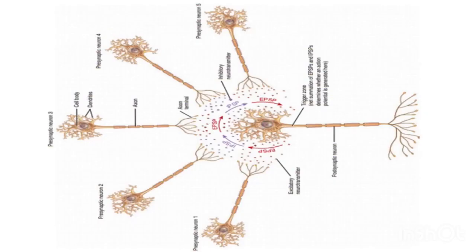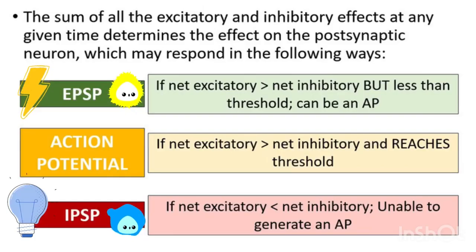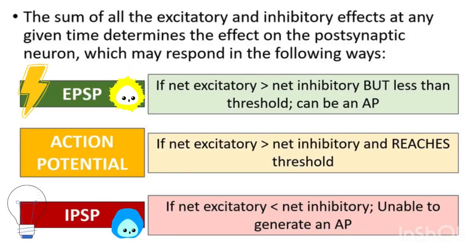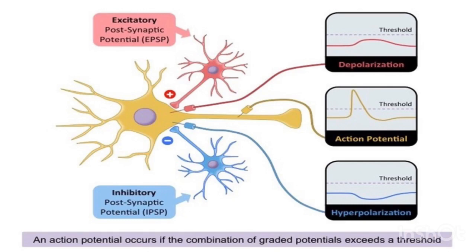The sum of all the excitatory and inhibitory effects at any given time determines the effect on the postsynaptic neuron, which may respond in the following ways. First is your EPSP, your excitatory postsynaptic potential. So this is where the excitatory effects are greater than the inhibitory effects, but it remains sub-threshold, meaning it is only partially depolarized. But with summation, that's the time it can transmit your nerve impulse.